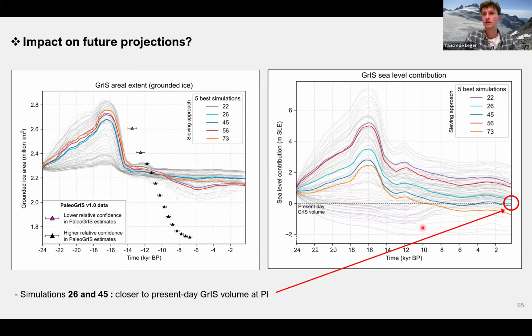So for this, I've run a little simple experiment. I took one of my best simulations. Here we have the 5 best simulations highlighted again, and I take number 26, which is this light blue one. The reason for this is because it reaches a pretty good volume at the present day that is close to the present day Greenland ice sheet volume.